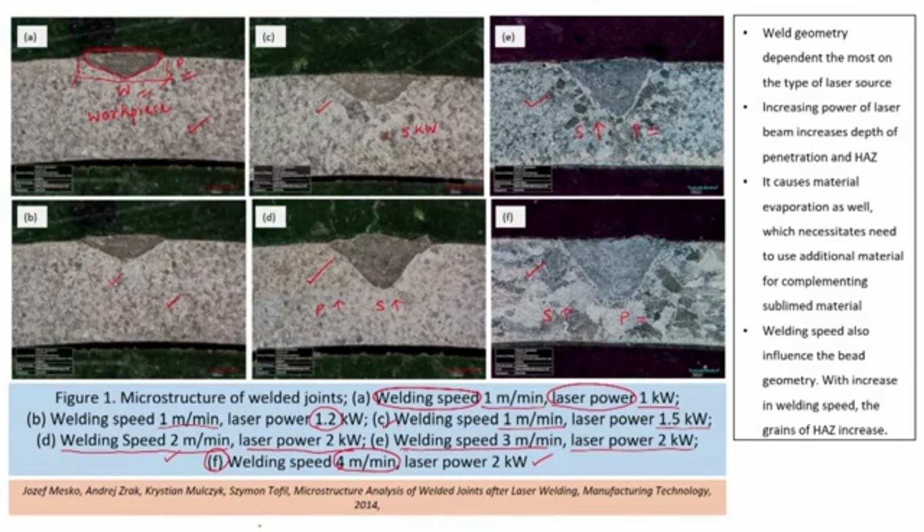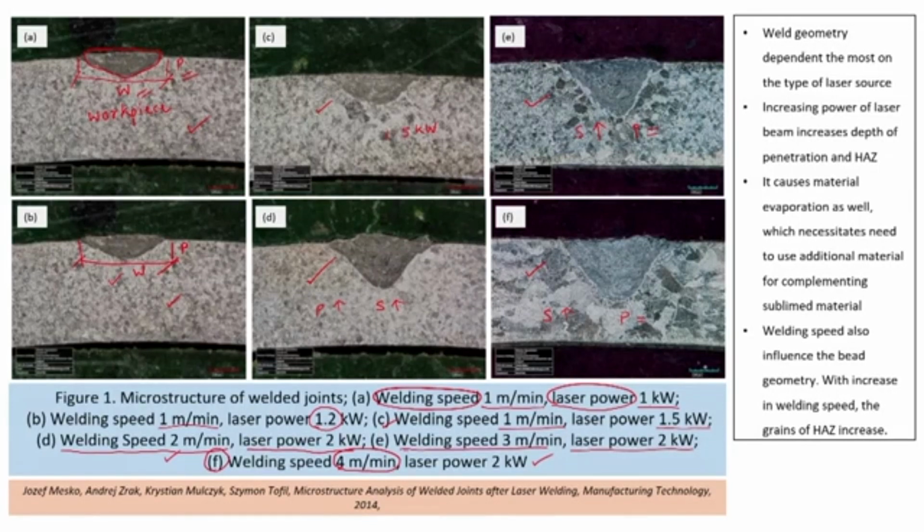Now, let us look at the geometry that we are getting. You just observe, when we are increasing the power by 200 watt, there is no considerable change in the geometry. The width seems the same in this case as well, and the penetration is also almost the same. So, by increasing power by 200 watt, there was no considerable increase in the geometry parameters of the weld bead.